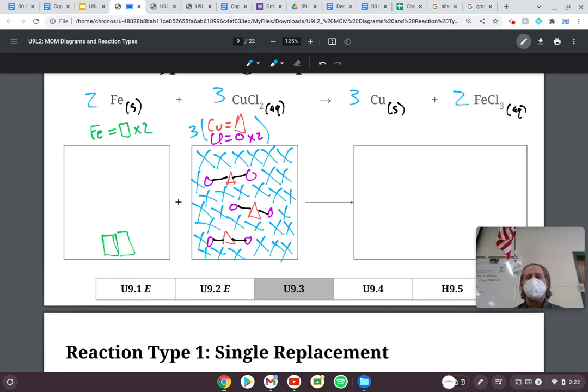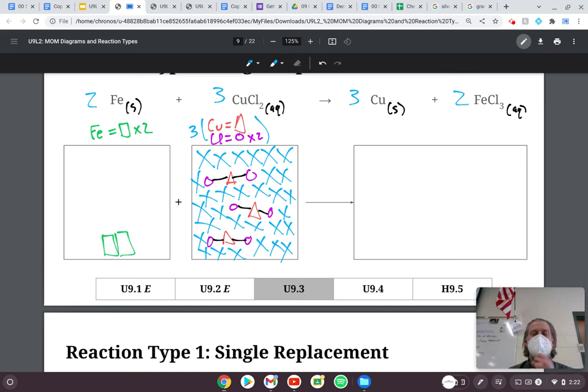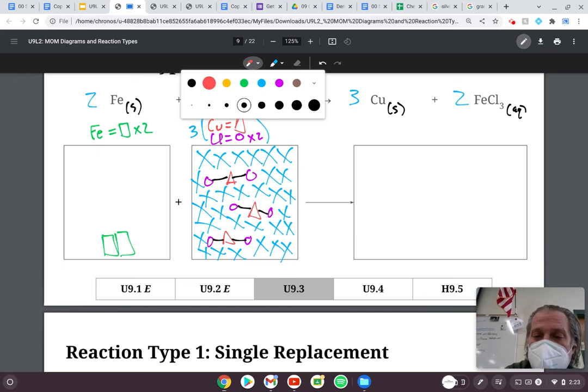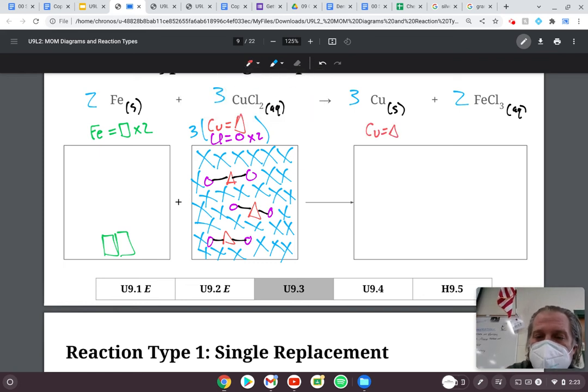Okay. Now, in my product side, because this is occurring in one beaker, I'm going to draw it all together in the same spot. So now I've got my copper, which we know is a triangle because we've already identified that to be a triangle. And because there's a 3 in front, I'm going to need 3 of them. So I'm going to draw this as a solid like so. So far, so good.